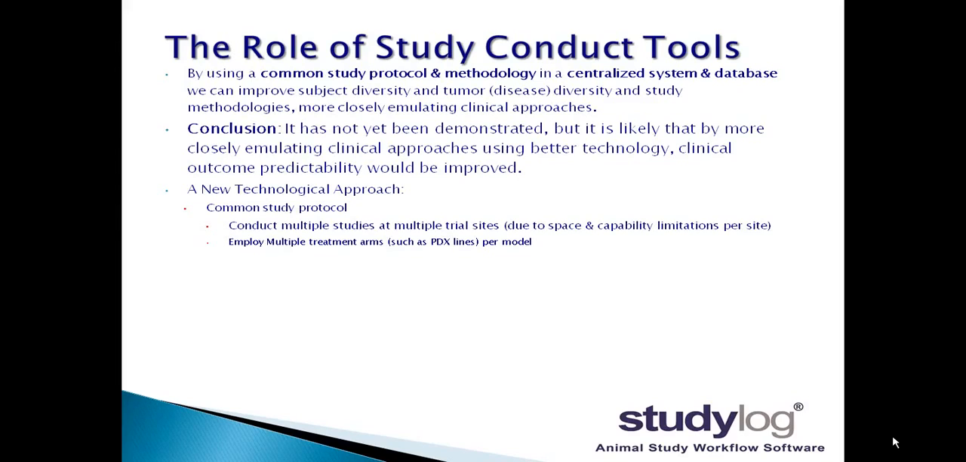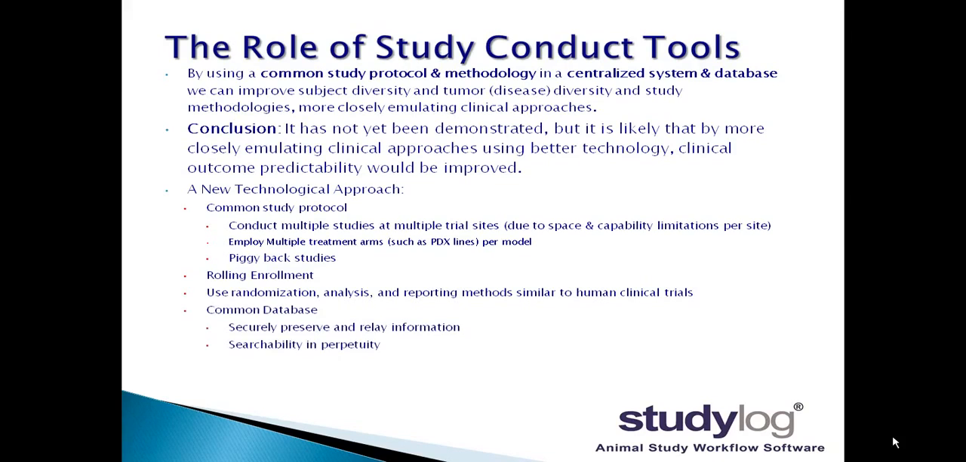This helps increase the N or the power, and increased power leads to improved predictability. You can thereby piggyback studies, and then we can employ rolling enrollment approaches that are much more clinically relevant. We can use randomization, analytical, and reporting methods that are much more clinically similar, and those methods and results can then be saved into a database where they're securely preserved.